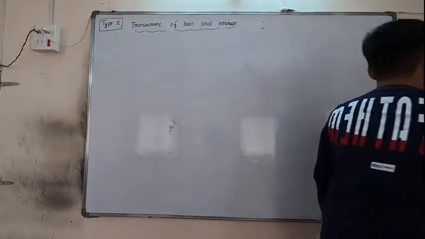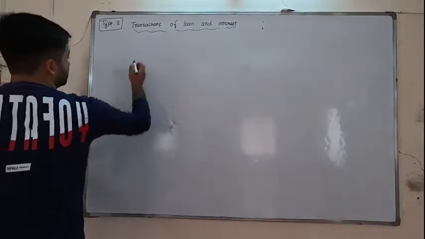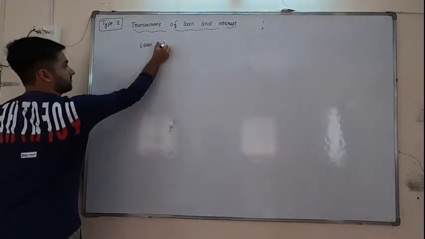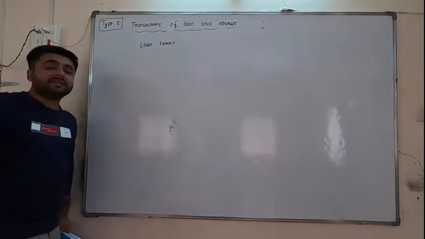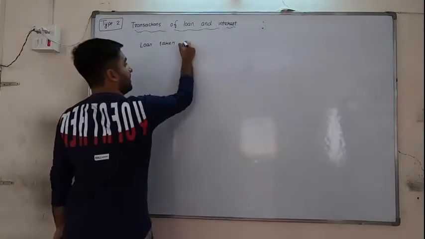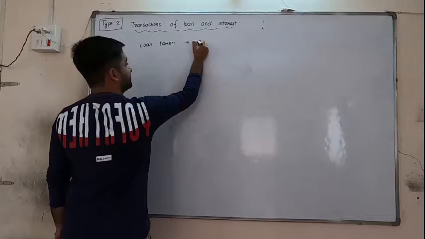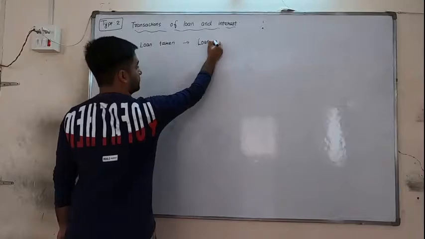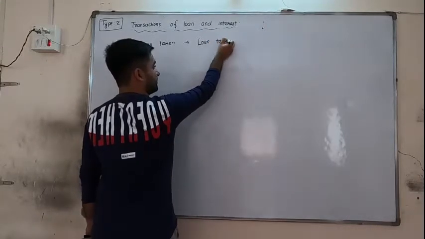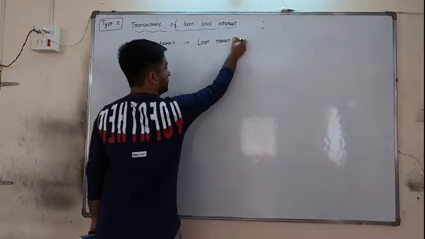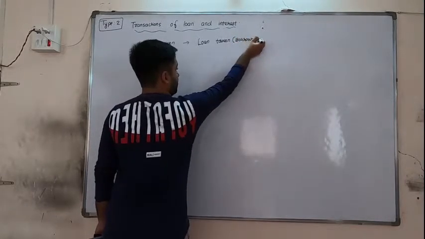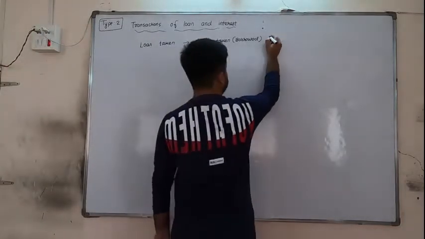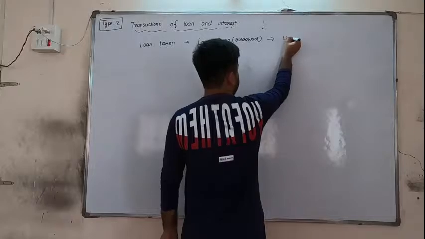Now friends, first of all you write one thing in your notebook along with this. When we are taking the loan, it is loan taken, and in accounts it is known as loan taken or borrowed. Whenever we are taking the loan, we are borrowing the loan. So loan taken or loan borrowed is said in accountancy, and this is our liability.